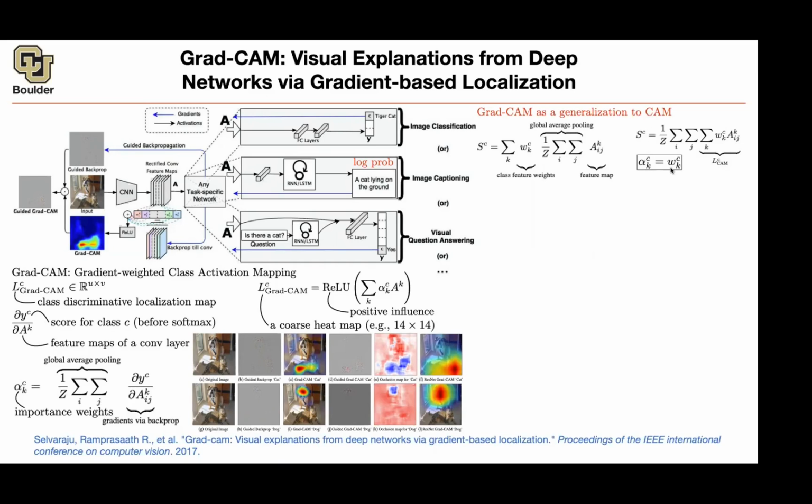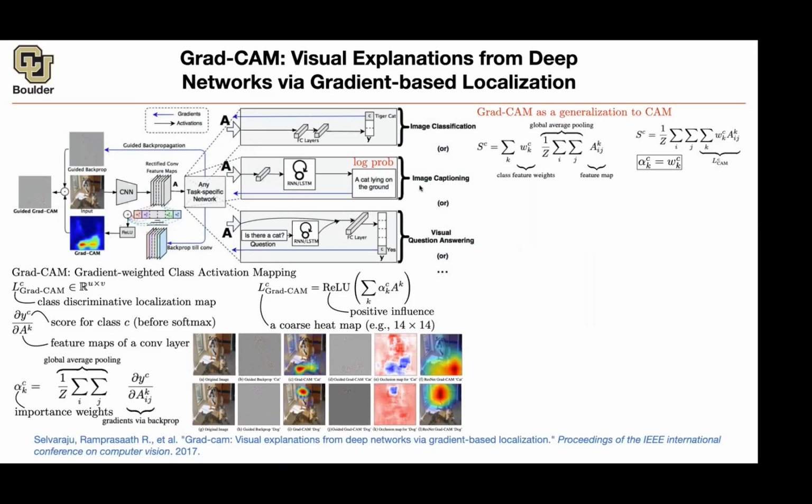So is this clear? If everything is linear and global average pooling is linear, then in these derivatives there is no nonlinearity, and alpha CK is going to become equal to WCK. And that's why this typo is not that big of a deal, because in the end, they're going to end up being the same thing if your model is linear from this point on.